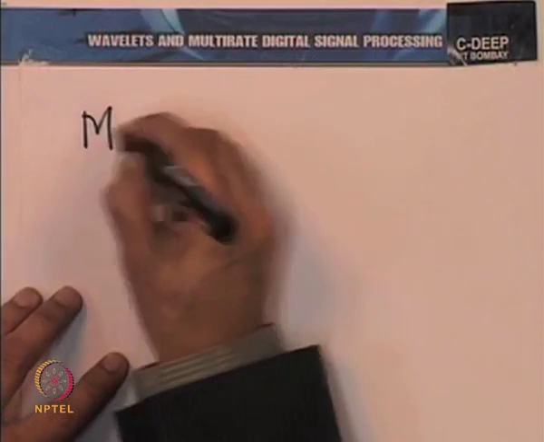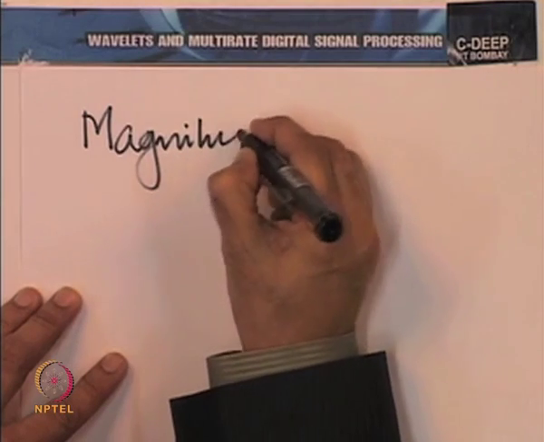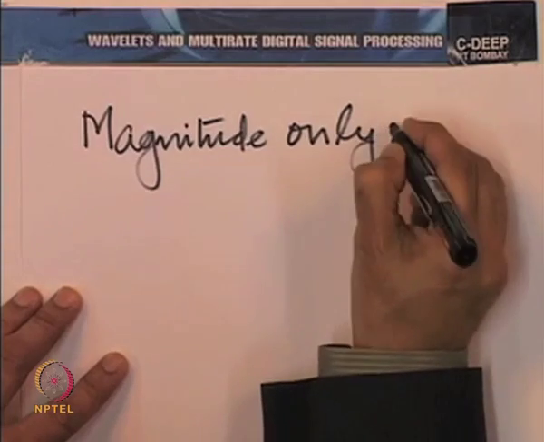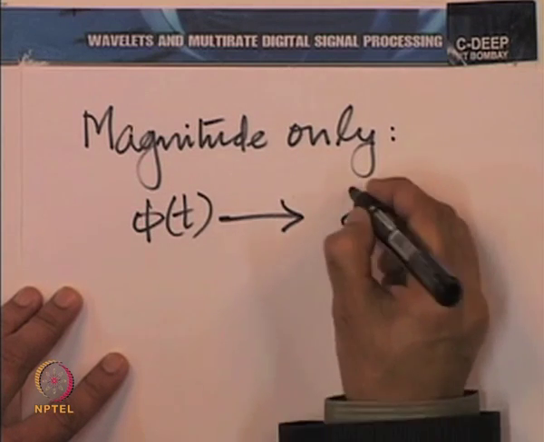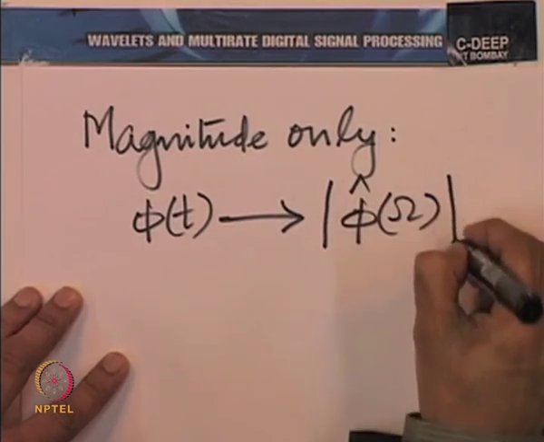In fact, the translation does not affect the magnitude. The translation only affects the phase or the angle of the Fourier transform. So, I can even forget about the translation. I need only look at the 2 raised to the power of m term there. So, if I restrict myself to magnitude only, then phi t has the Fourier transform phi cap omega with a magnitude of mod of this.